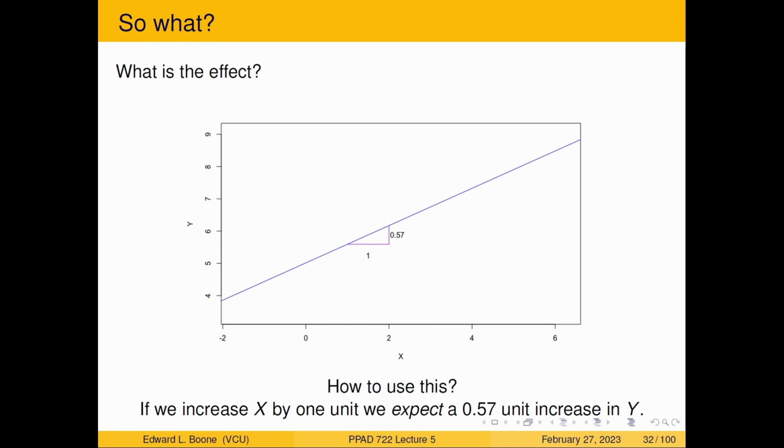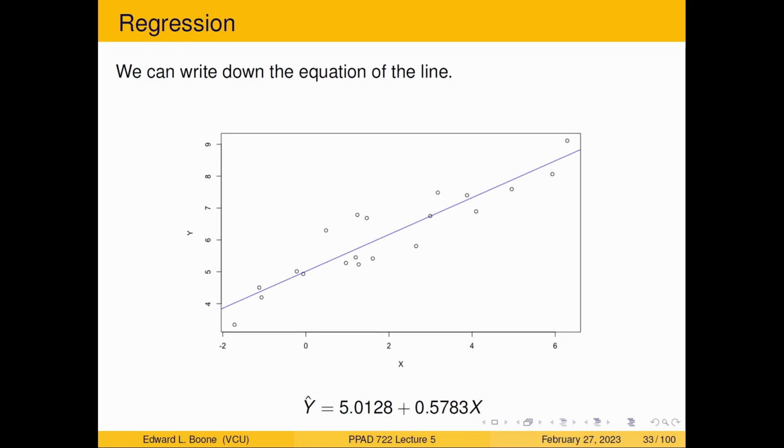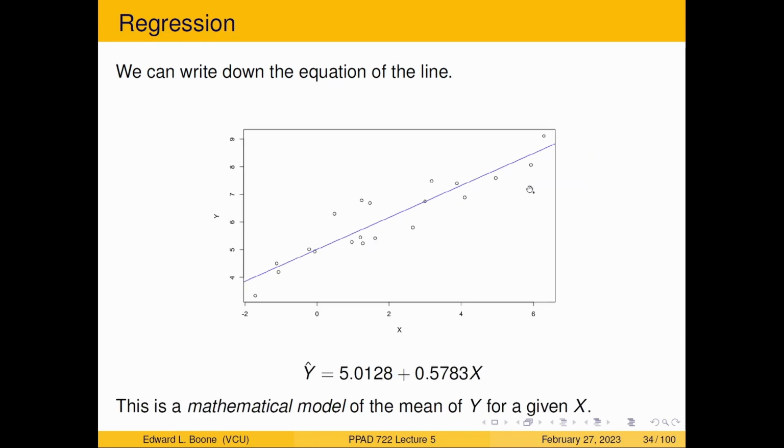But here's why we're trying to use a line, because we can actually try to quantify these things, like what is the effect. We can actually write this equation down. So here I've written down the equation of this line through this data, and that allows me to actually interpret things. This is what I meant by a mathematical model. It's a formula that tells me when I plug in x, I can get a y, and there's a little hat on here, which means it's the estimate of what y would be, because notice that not every point falls on that line. So it's a mathematical model for the mean of y for a given x.